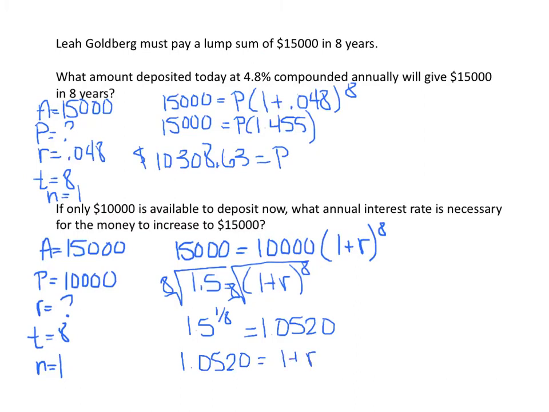Well, now it's really easy. You subtract 1 from both sides, and you get 0.0520 is equal to r. That's not really a percent. We're looking for an interest rate, so we multiply it by 100. That should be pretty common knowledge. So our interest rate here is 5.2%, which means that if she only has $10,000 to deposit and she's getting it compounded annually, one time a year, then she needs to find an account with 5.2% interest to keep it in for 8 years so that she can ensure she has $15,000.